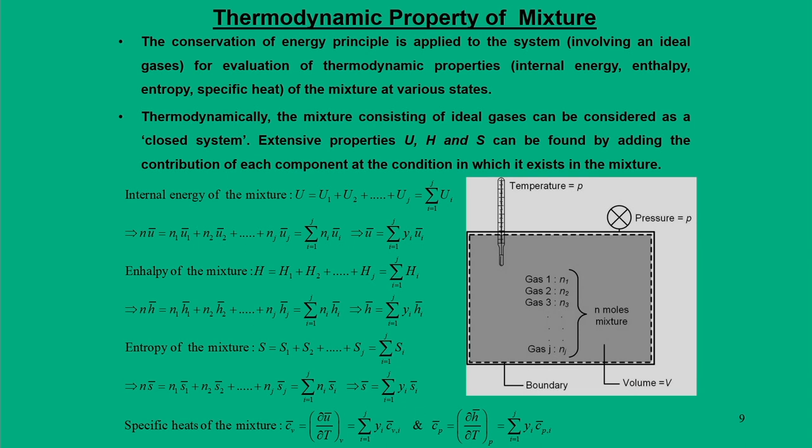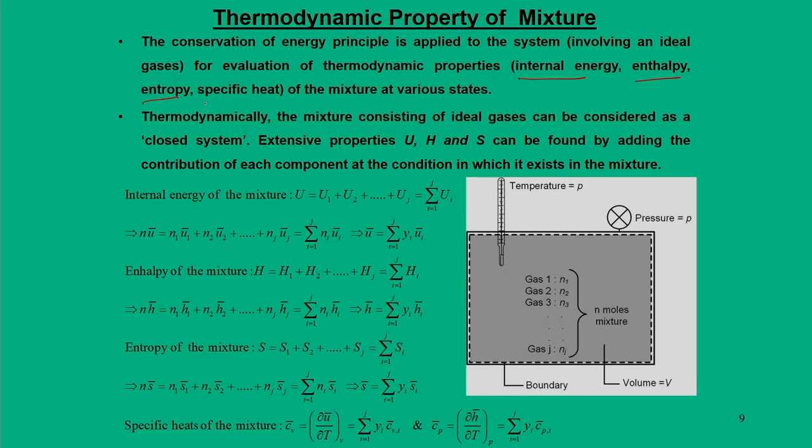Now, having said this, we have the individual components in terms of partial pressures, and we also find the volume of each individual component. Knowing all these things, and we also know mass fractions as well as mole fractions, we are now in a state that we can find other properties of the mixture. By other properties I mean internal energy, enthalpy, entropy, specific heat.